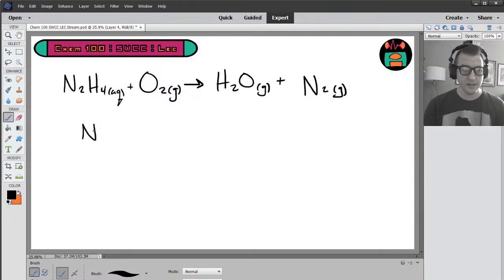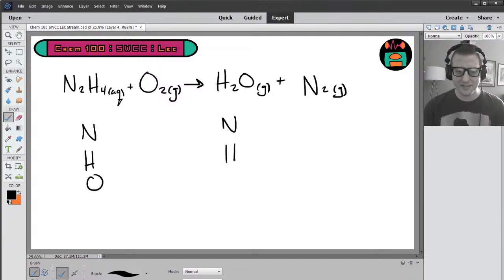First, by taking our inventory, we have nitrogen, hydrogen, and oxygen on both sides of this equation. All the parents out there can feel me on that one. Totally.